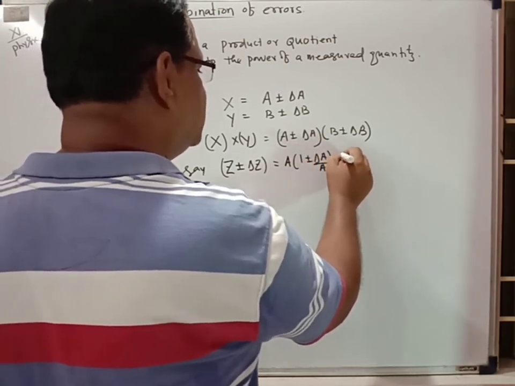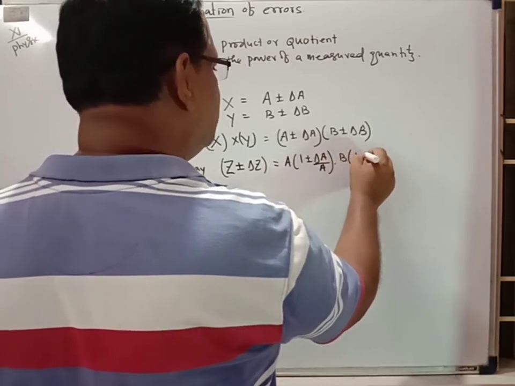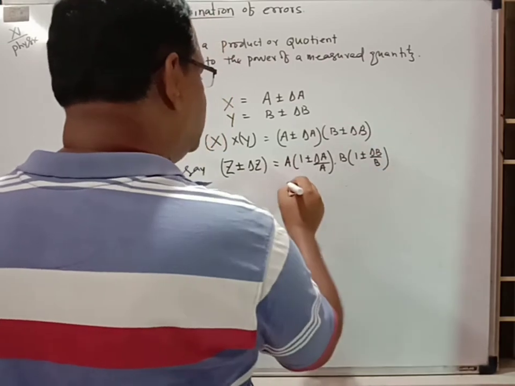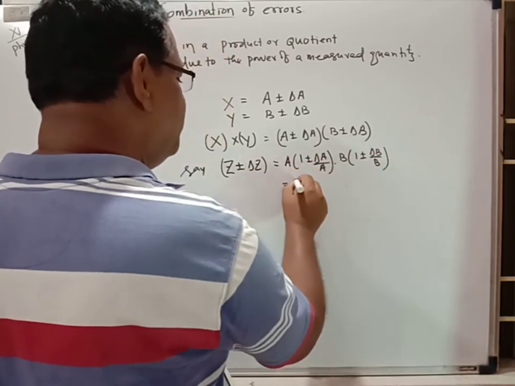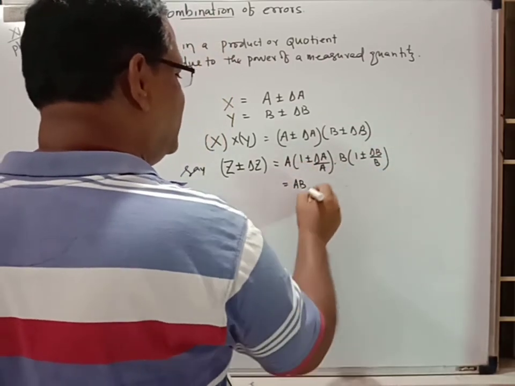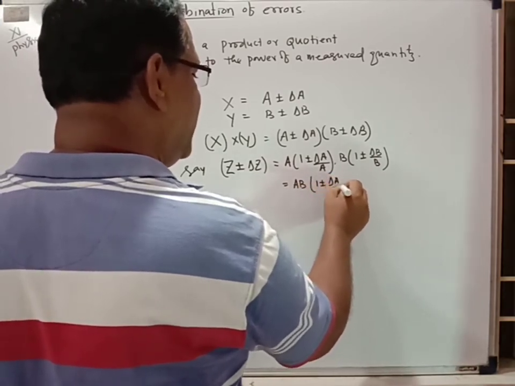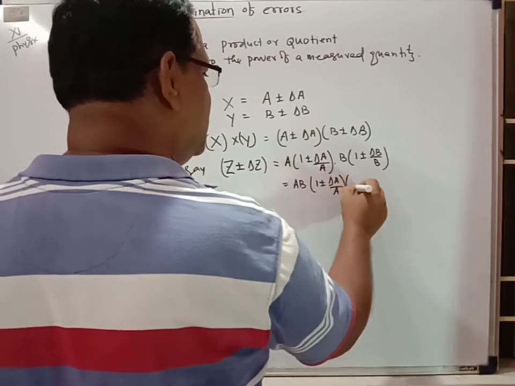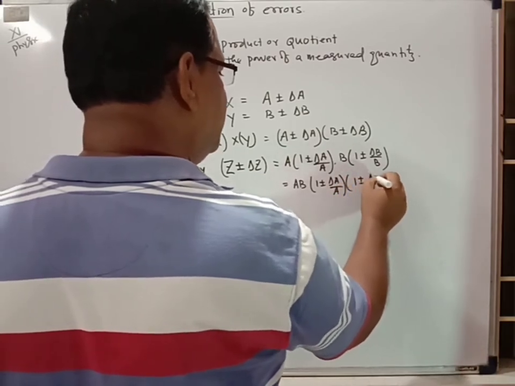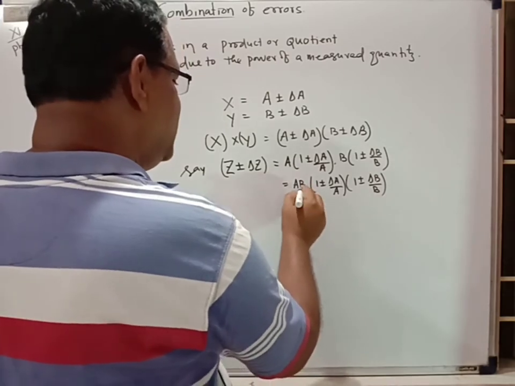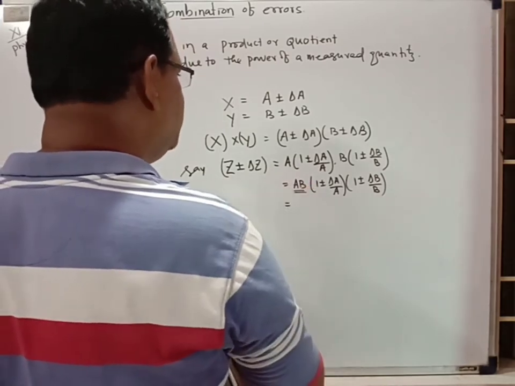Or here, if b is taken out, that is 1 plus or minus delta b by b, and this will be equal to a and b. We are writing a and b, and here you are getting 1 plus or minus delta a upon a into 1 plus or minus delta b by b. So in both the cases, what are you getting in place of AB? What is the value of AB?